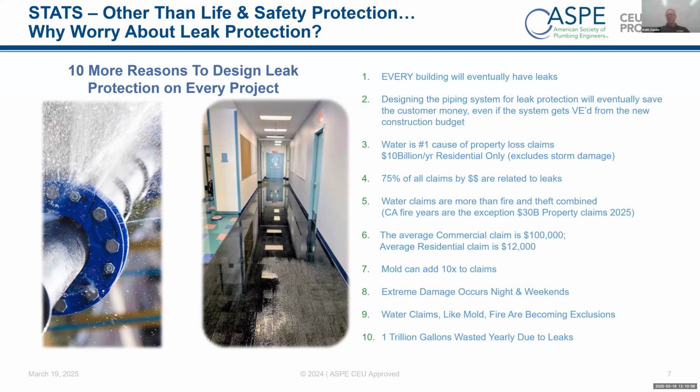But the stats are 50% of every building in America or North America has ongoing leaks today. Now you can define what those look like, whether it's toilet flappers, whether it's flushometers, whether it's behind the wall type of leaks. Every building will eventually have leaks. So why not design that into the system initially?